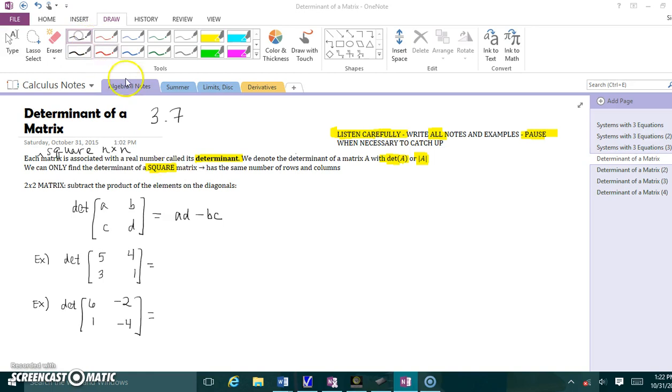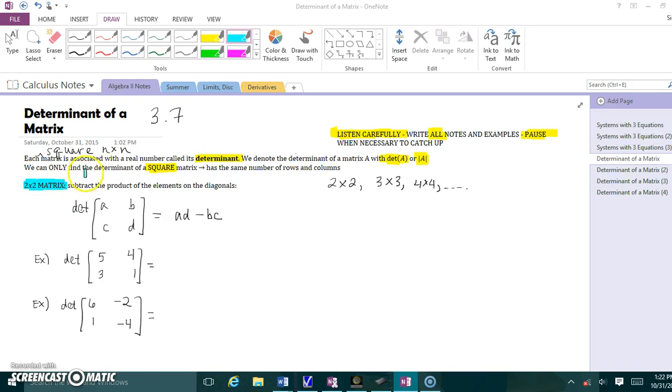A square matrix has the same number of rows and columns, such as a 2 by 2, a 3 by 3, 4 by 4, etc. If there's a different number of rows and columns, then you can't find a determinant for it. We're only going to do determinants of a 2 by 2 and a 3 by 3. The video will cover both. Let's start with a 2 by 2 matrix.